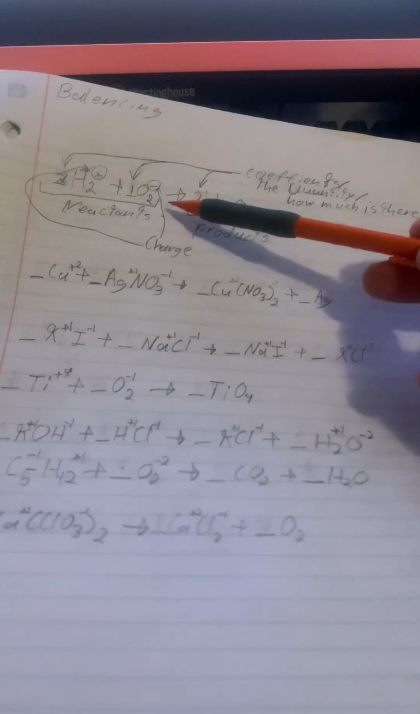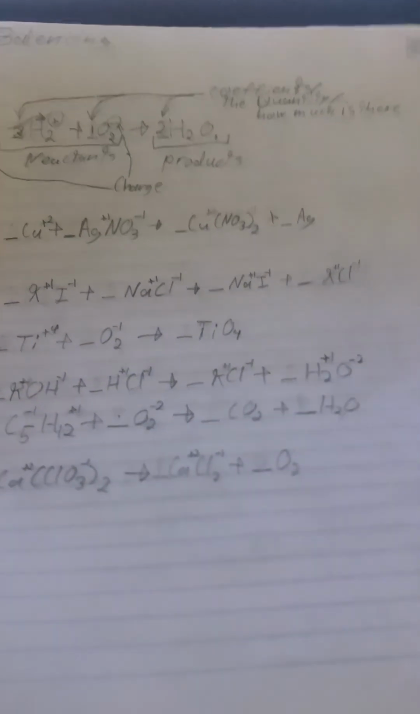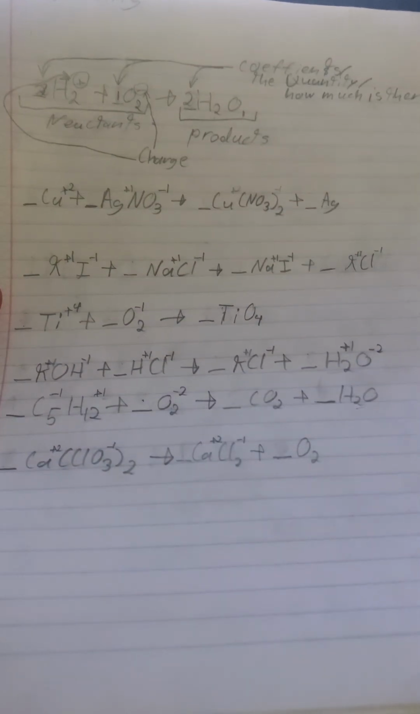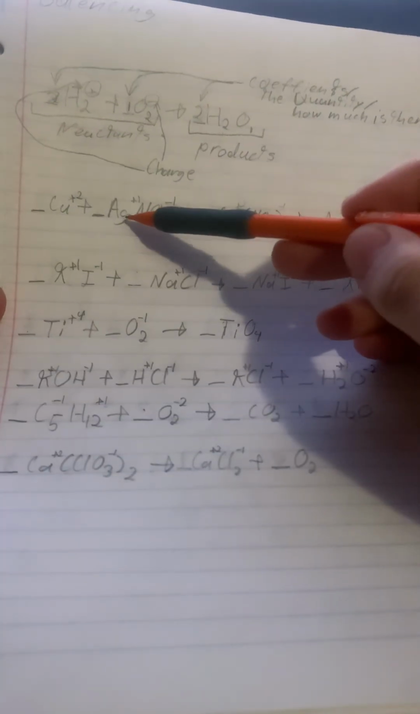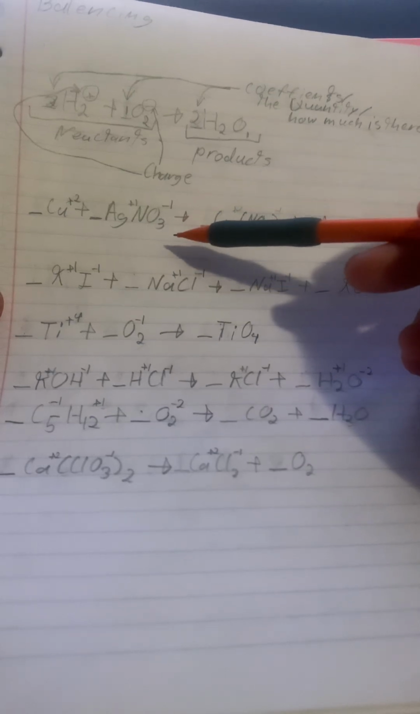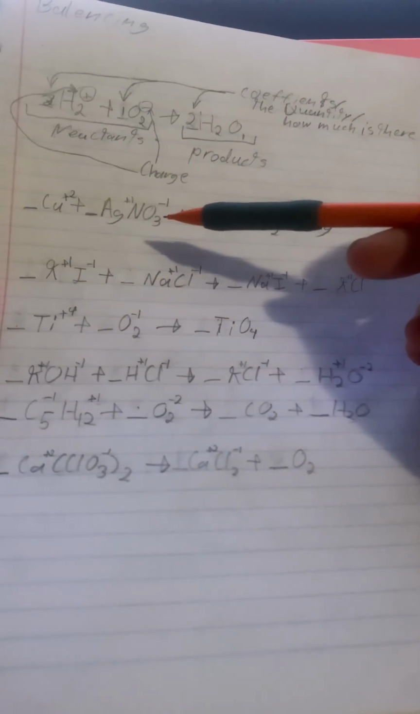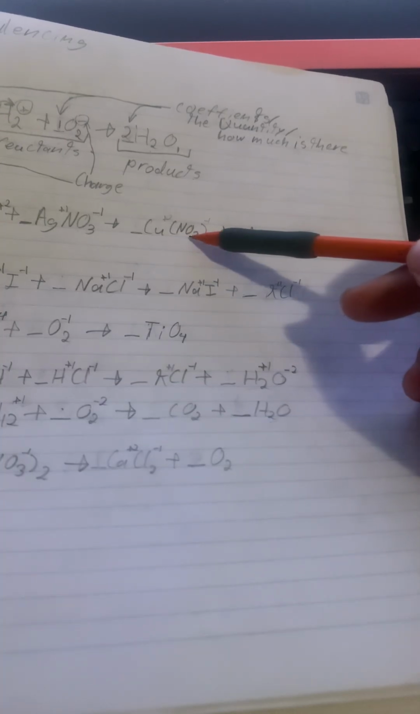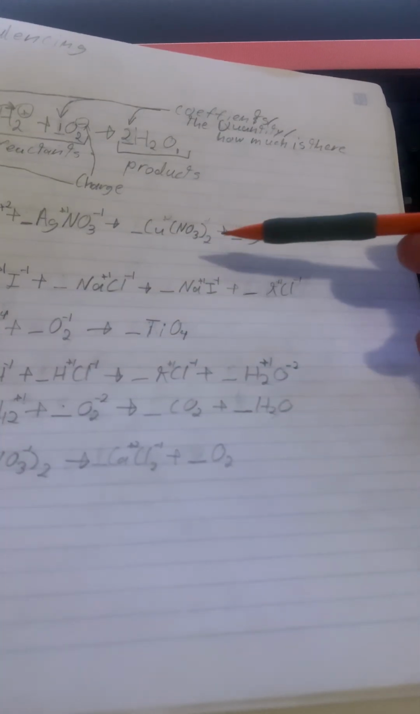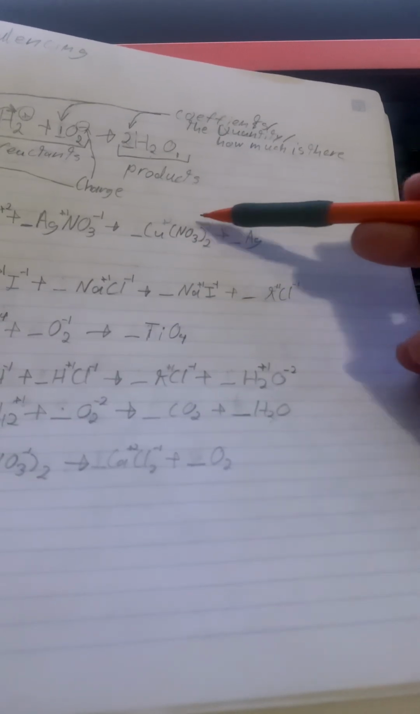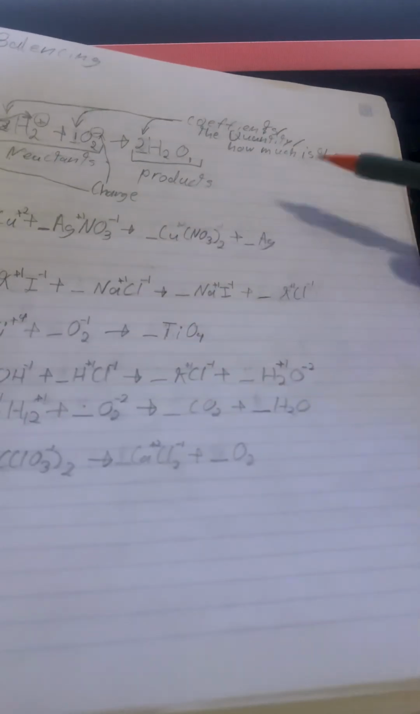And usually the products like to go off of charge, which we will show off in the next one with a single replacement. So copper has a charge of +2, and silver has a positive charge of +1, and nitrite has a negative charge of 1. Thus, when they exchange, we get copper NO3, or copper nitrite 2. So that way there's 2 nitrites with their -1 charge to balance out the +2 charge of copper.